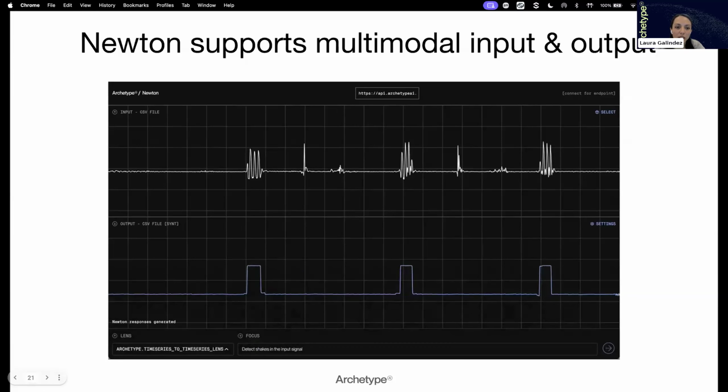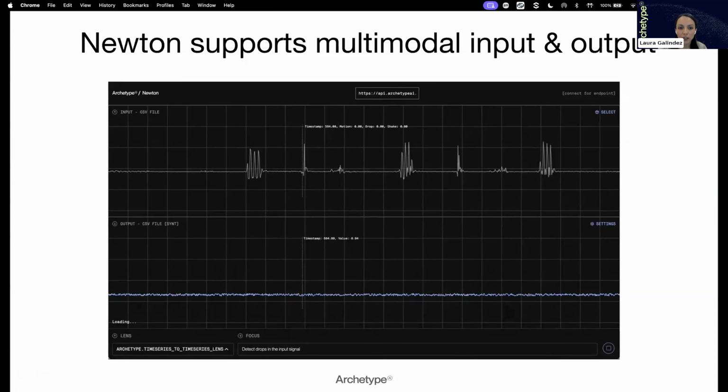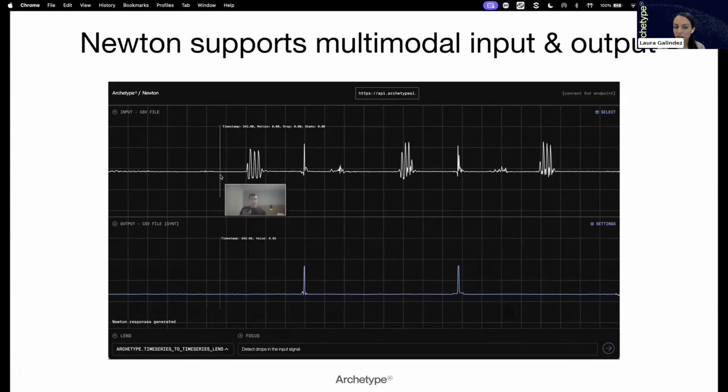So this is really interesting because now we have an input signal going into the model, and we could have a natural language description as an output of the model, but in this case, we have a signal as an output of the model. And again, this doesn't require any human labeling or customized model. It's just Newton and its capability of reasoning across different modalities.